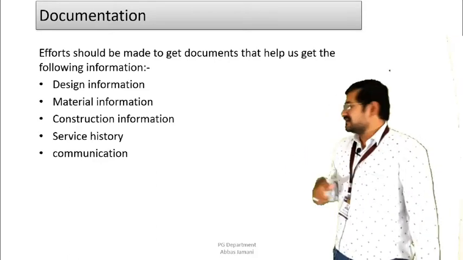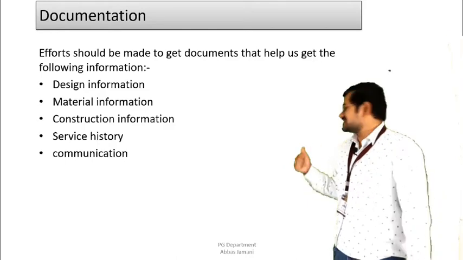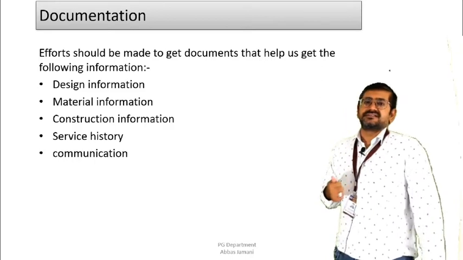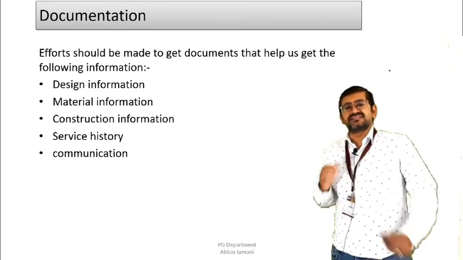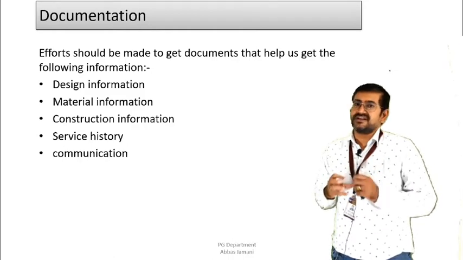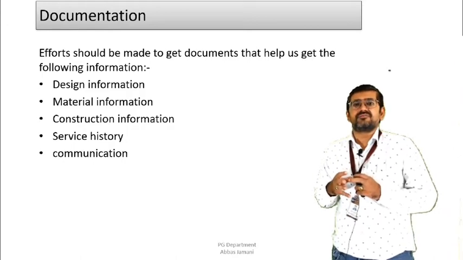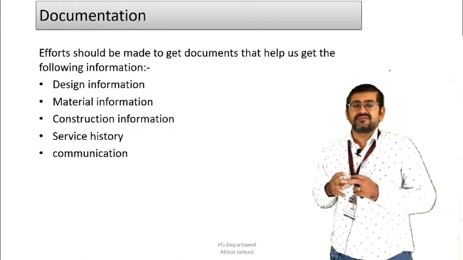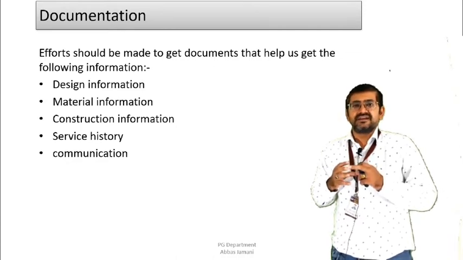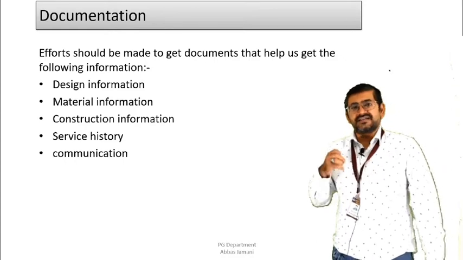Which are those things? First, you need to collect the design information. Second is material information. Third is construction information. Fourth is service history, and fifth is communication. This portion of documentation is about collecting as much physical data as possible. This data can be in the form of drawings, conversations, reports, journals, and test reports.